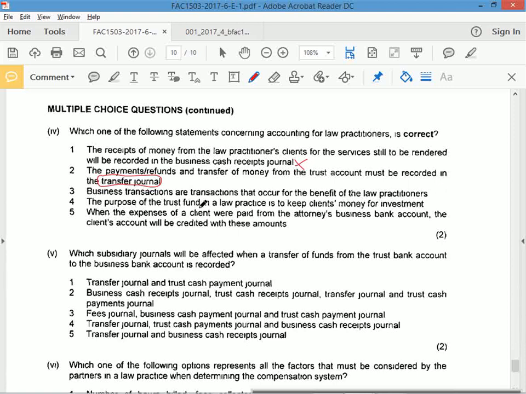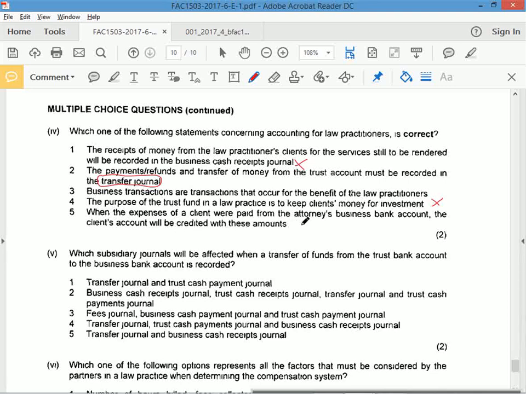The purpose of the trust fund in a law practice is to keep clients' money for investment. No. It's to keep client money so we can render the service. When the expenses of a client were paid from the attorney's business bank account, the client's account will be credited with these amounts. So we're paying for our customers' expenses.